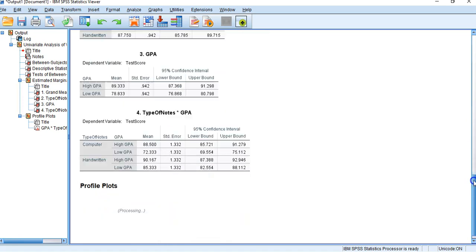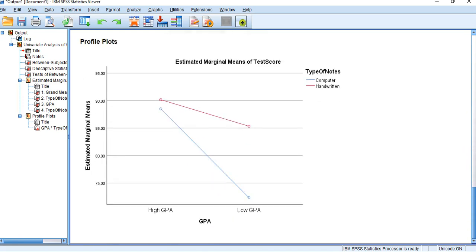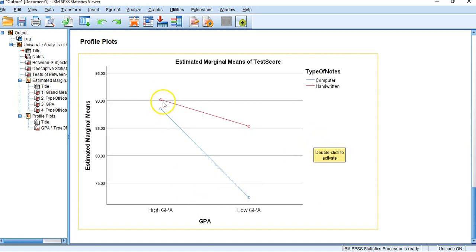What's going on? Well, in that case, let's look at the graph. And what do we see here? Well, how does type of notes affect test scores? And I would say it depends. For people with a high GPA, there's almost no effect of taking computer or handwritten notes. It almost doesn't matter. But for individuals with a lower GPA, there is a big effect. People with a low GPA tend to do better on tests if they take handwritten notes compared to computer notes. And that's how I would describe that interaction.